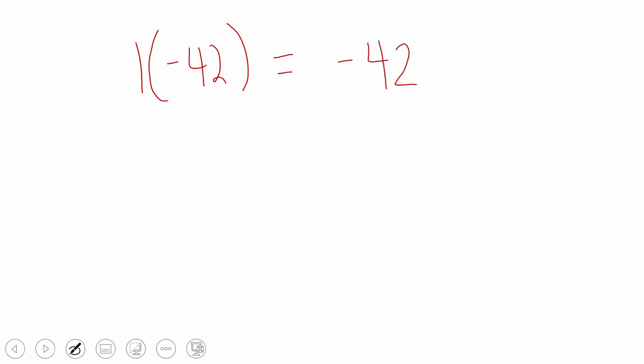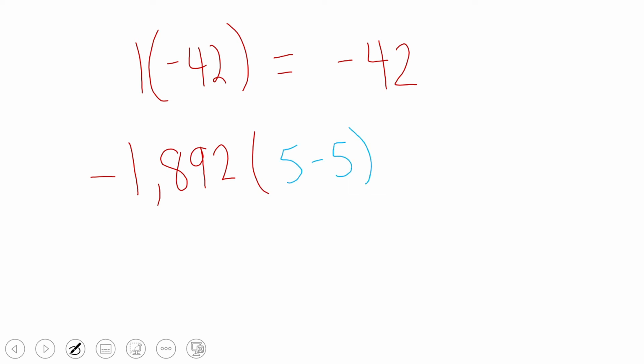The 0 property of multiplication, any number times 0 is 0. See an example. It doesn't matter what the number is. It can be negative, it can be very large. But check this out right here.